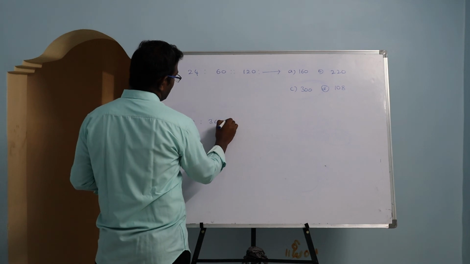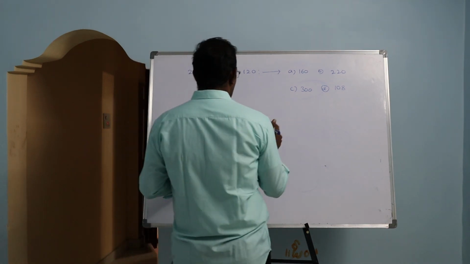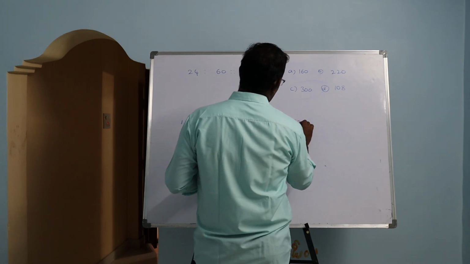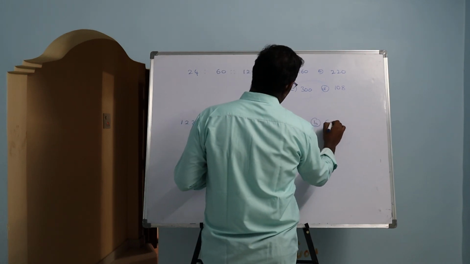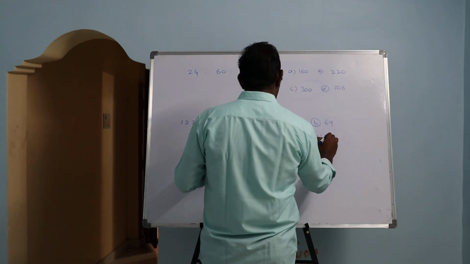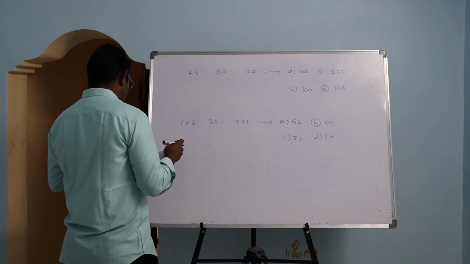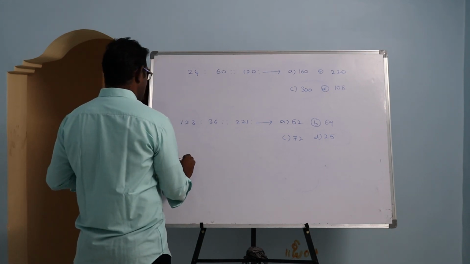123 is to 36 as 221 is to dash. Option A 52. Option B 69. Option C 72. Option D 25. Next one, you can write down the next one.